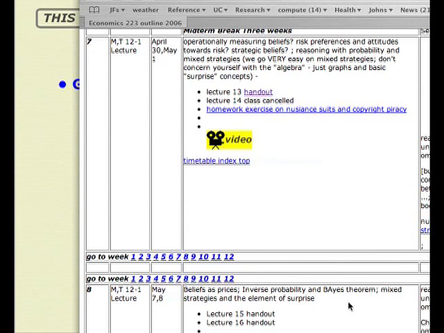And for next week, we should be getting into Chapter 9 on signaling and screening games, and then we'll look at Chapter 10 on credible commitments.